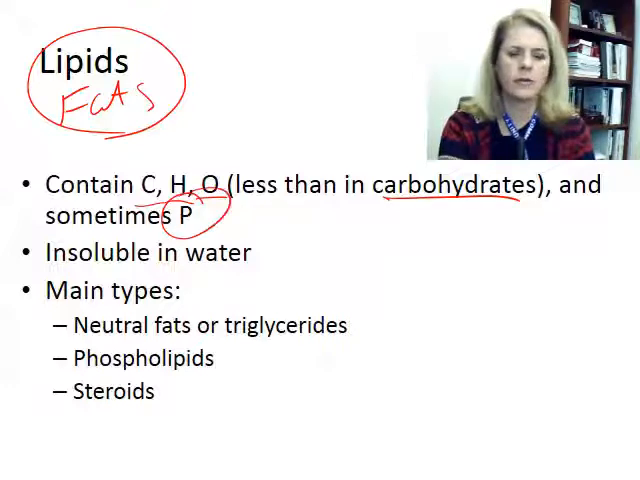And sometimes there'll be a P. Do you remember what P stands for? It's not potassium. That's a K. Phosphorus. So it has a phosphorus associated with it. And lipids are insoluble in water.